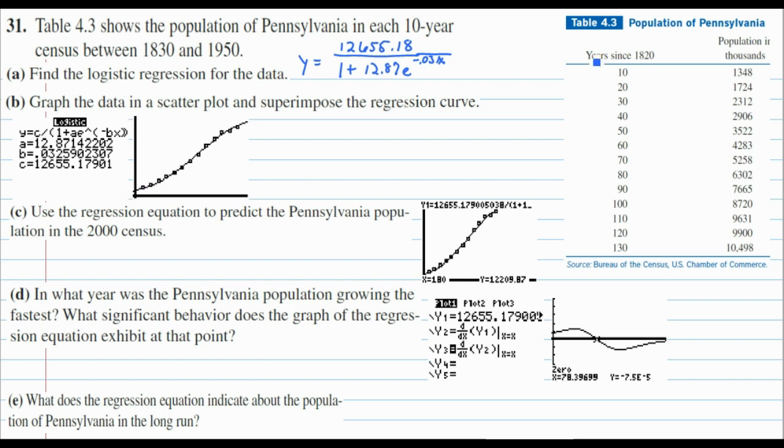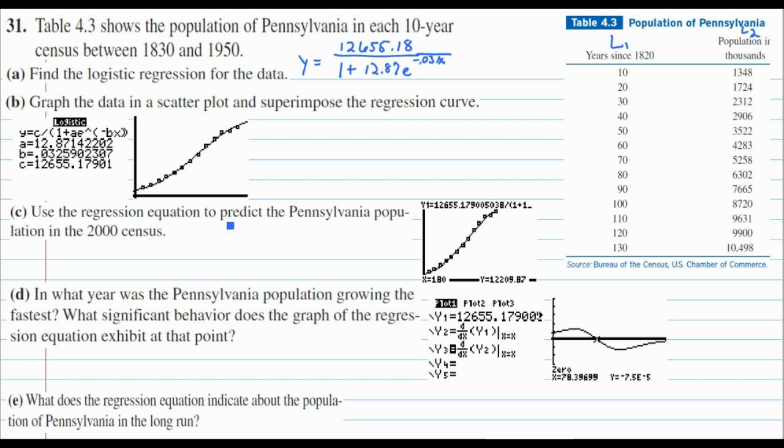So that's fine. I put years since 1820 into L1, and then populations in thousands into L2. I did the same thing I did before and just went to stat, arrow to the right to calc, and then logistic, because that's a logistic regression. Stored it into Y1, and here is the equation I got. So there is the logistic regression for the data. And of course I plotted it to make sure that the regression did fit the data points pretty accurately. That was part B. It asked me to do it anyway.